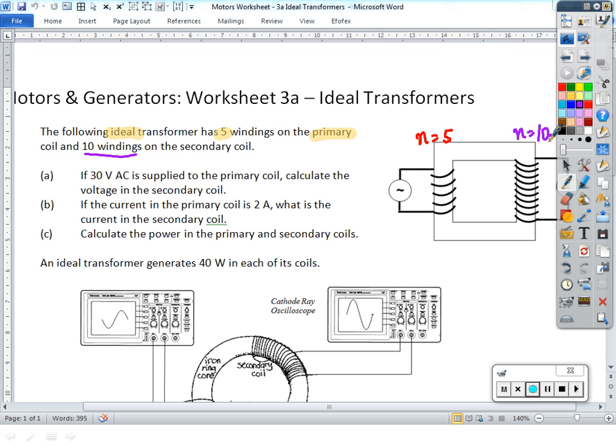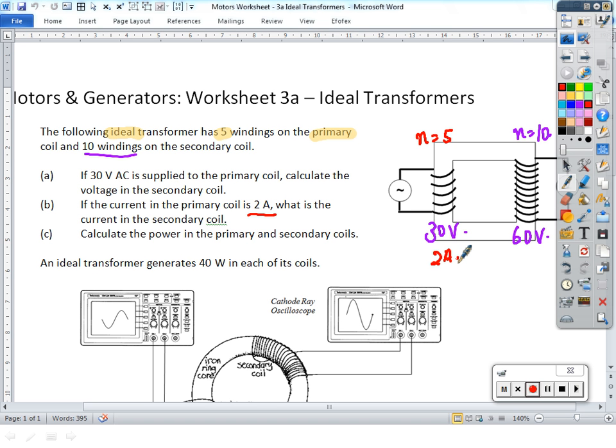Up, good. Now you're told that this is 30 volts on this side, okay? What's the factor of the step up? Right, so it says calculate the voltage in the secondary coil. You don't really need to calculate. What can we write down? It's 60 volts. Good.